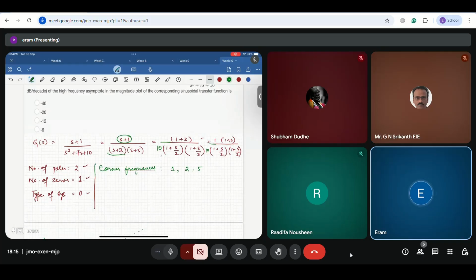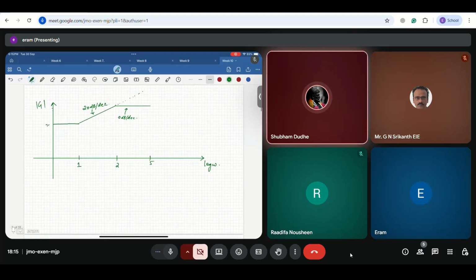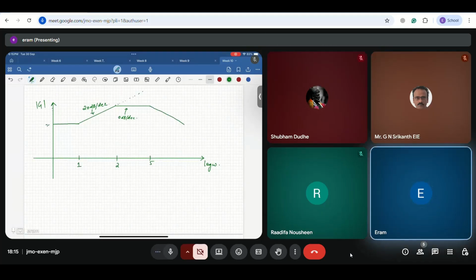And what about after the corner frequency of 5? We again have a pole, so again it will contribute a slope of minus 20 dB per decade. So again we will have a slope of minus 20 dB per decade.